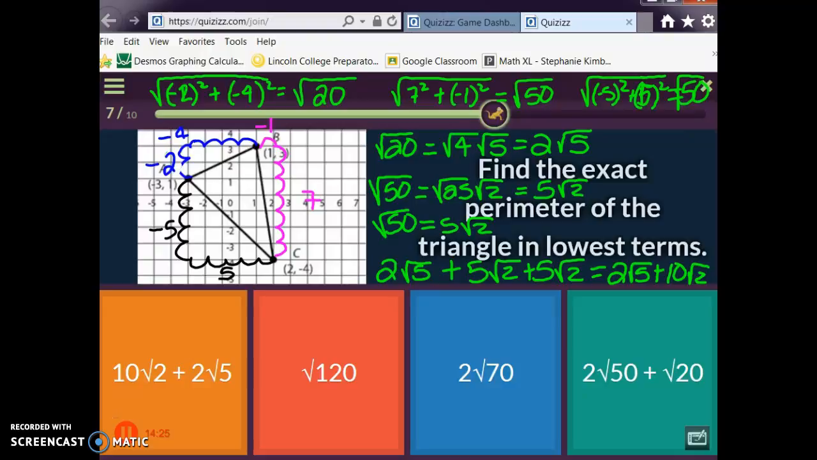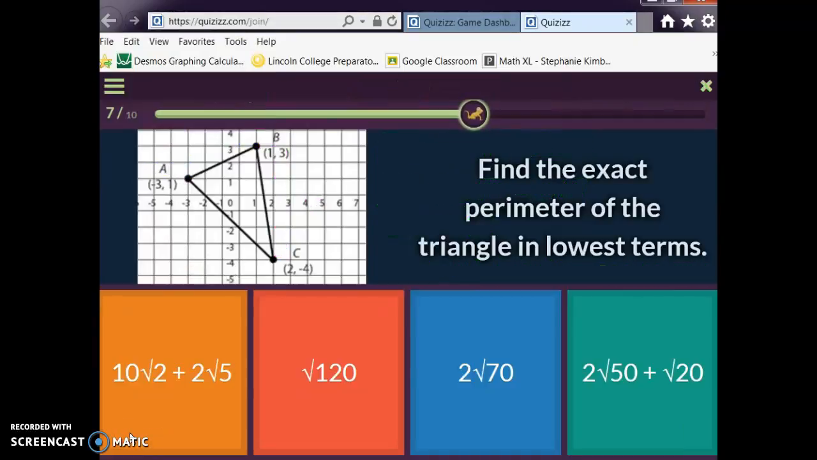We got 7 and -1, 4 and 2, 5 and 5. Here are our square roots. You have square root of 20, square root of 20, square root of 50, and square root of 50. Square root of 20 breaks down to 2 square root of 5. Square root of 50 breaks down to 5 square root of 2. If I add 2 square root of 5 plus 5 square root of 2 plus 5 square root of 2, I get 2 square root of 5 plus 10 square root of 2. Correct answer.